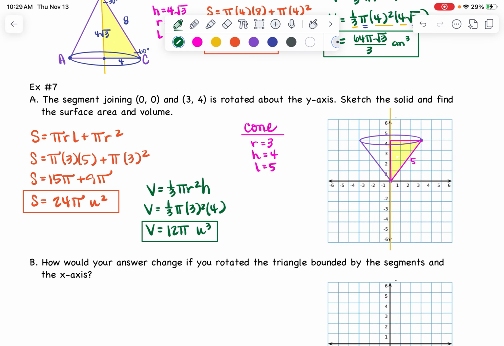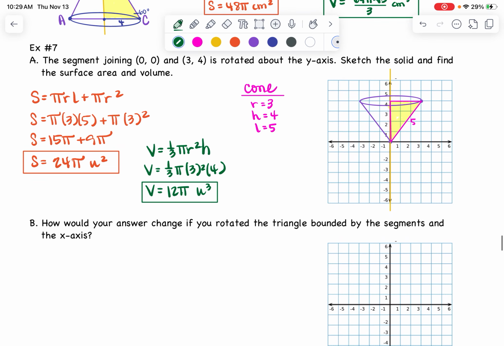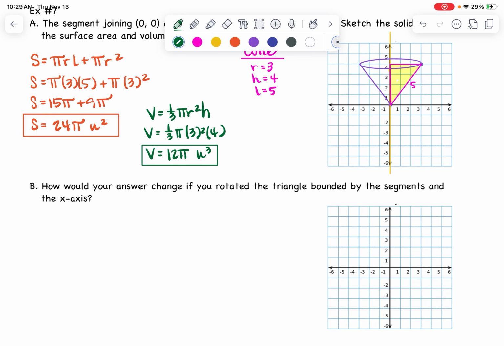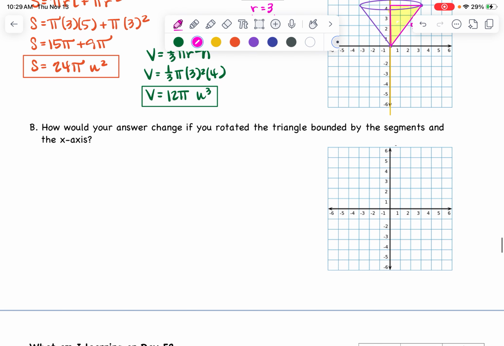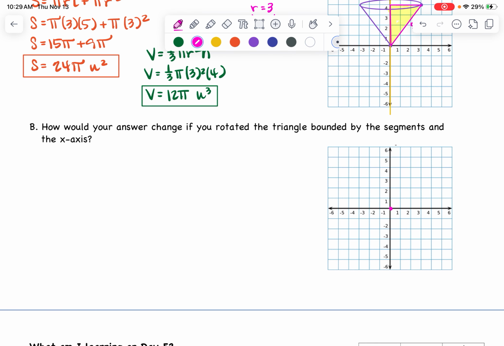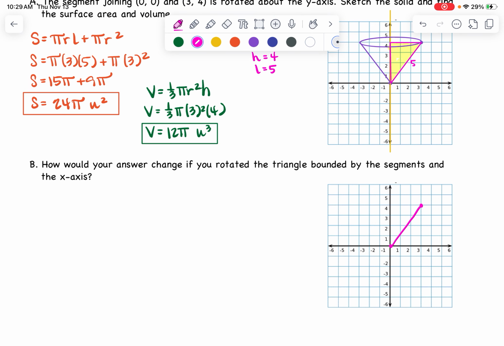All right. And you probably know what's coming. On part B, it says, how would your answer change if you rotated the triangle bounded by the segments and the x-axis? All right, so same segment. It's going from 0, 0 to 3, 4. So here's our segment. But now we're rotating about the x-axis. So now we're spinning this way.